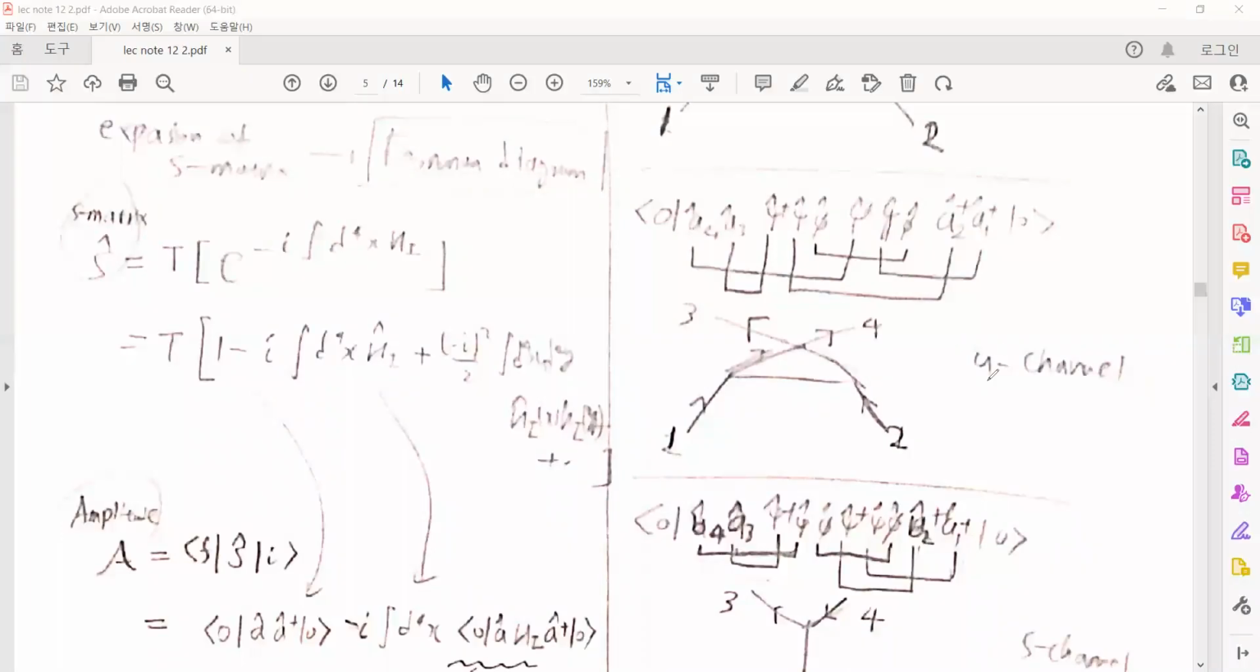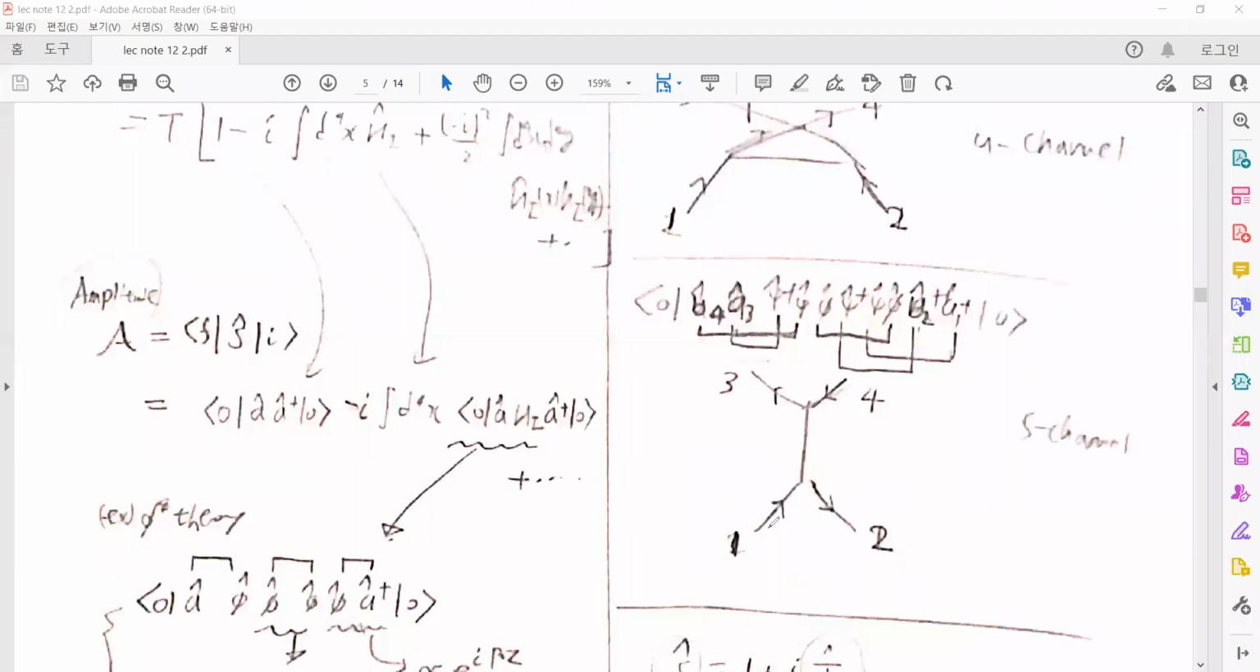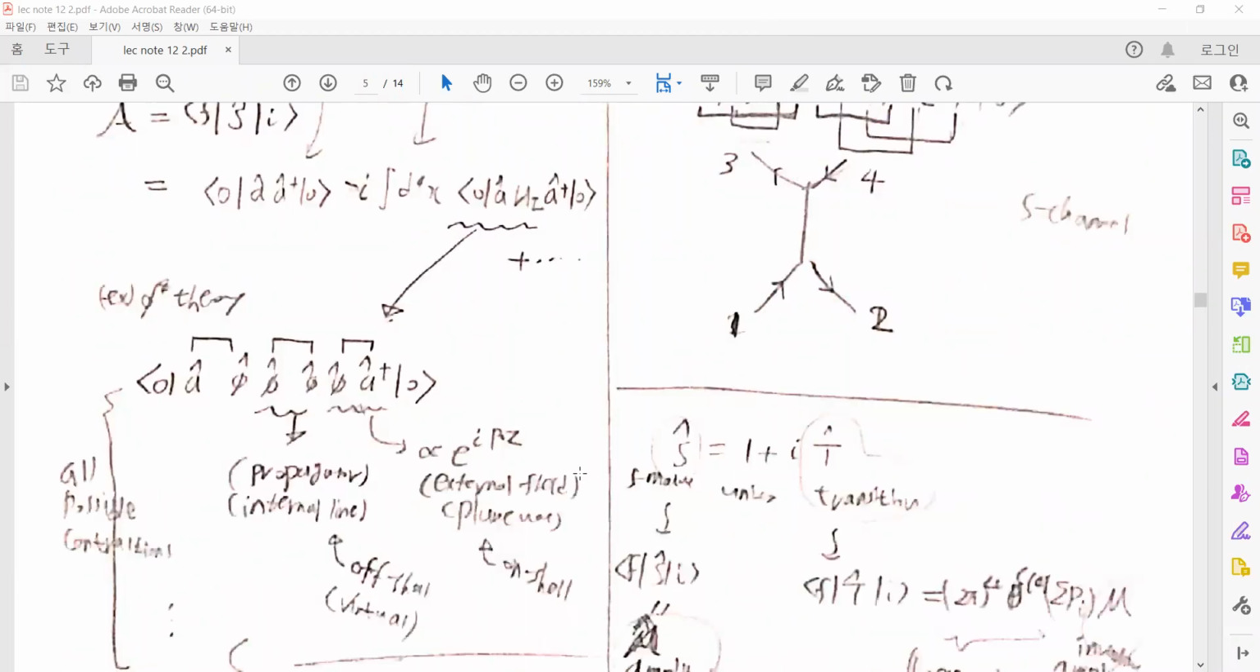For example, there will be the u-channel, which has 1 and 4 as a vertex and 2 and 3 as a vertex, and there will be the internal propagator between the phi lines. Also, we can draw the s-channel Feynman diagram. 1 and 2 are at one vertex and 3 and 4 at the other vertex, and there will be the propagator of these internal lines of the phi. And that's a very simplistic diagram for the 2 by 2 scattering at tree level.